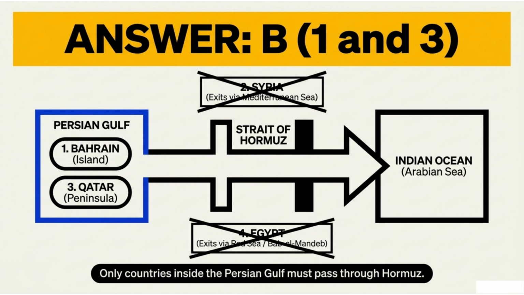Bahrain is correct. Qatar is a peninsula projecting into the Persian Gulf. Same situation. Its ships also must pass through Hormuz. Qatar is correct. Syria is on the eastern Mediterranean coast. Its ships exit through the Mediterranean, not through the Strait of Hormuz. Syria is out. Egypt has both Mediterranean and Red Sea coastlines. Ships from Egypt can reach the Indian Ocean through the Red Sea and the Bab el-Mandeb Strait, not through Hormuz. Egypt is out. Only Bahrain and Qatar.